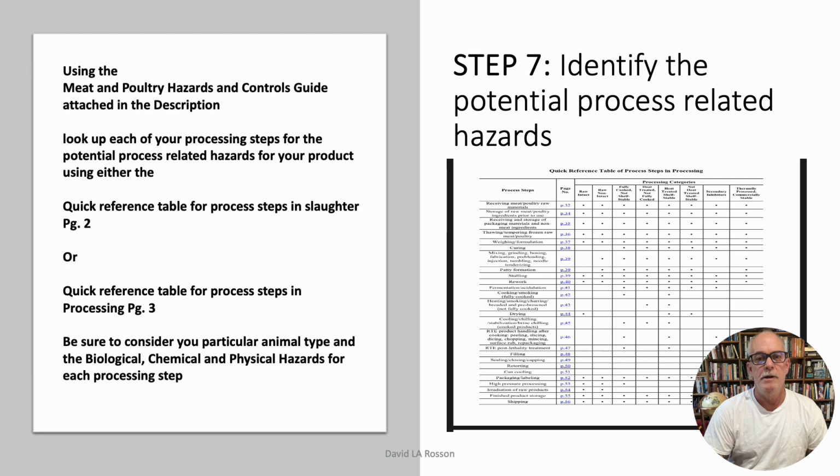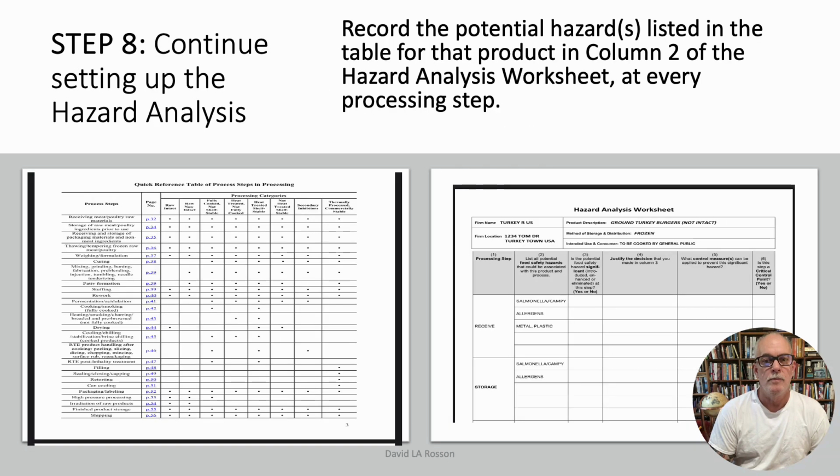Each step, either for slaughter or for processing, considering your animal, look up each processing step, looking at those tables on page 2 or page 3. Write down the page numbers right now for the processing steps. Then you can get over there and look them up. Okay? Once we look them up, we're going to be ready for step 8. Step 8's coming up next. Let's take care of step 7 first. 18 steps to a HACCP plan. Look up your process-related hazards using the guide.